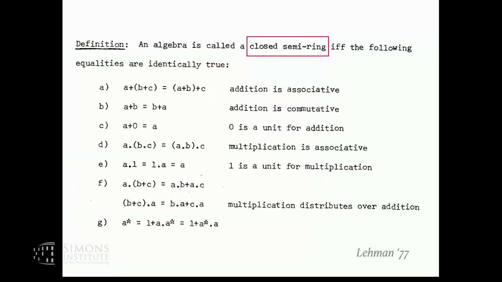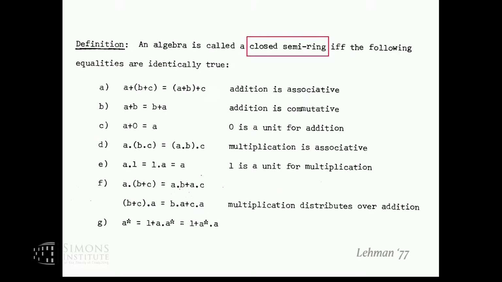We define this closure operator that has the property that 1 plus A times the closure of A is the same as the closure of A. Think of it as a Kleene star. If you multiply the Kleene star by the same letter, and then you add one to it, you get back the same thing. Essentially, you can think of this star as the Kleene sequence where you have 1 plus A plus A times A plus A times A times A all the way to infinity.